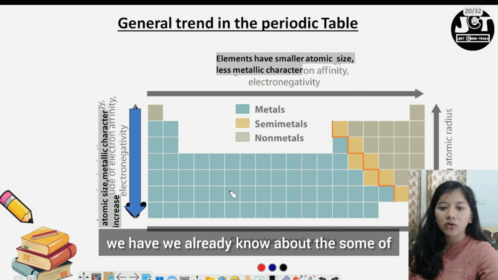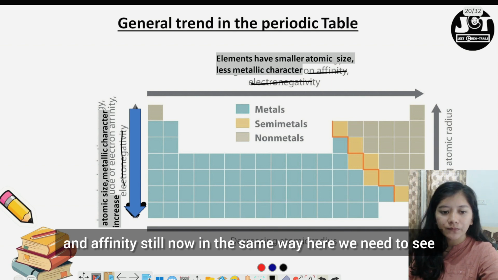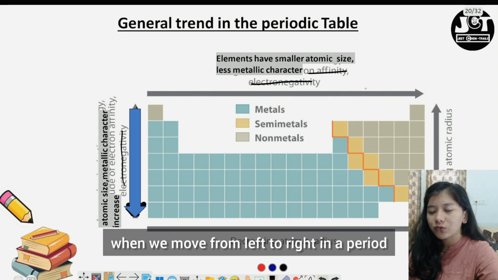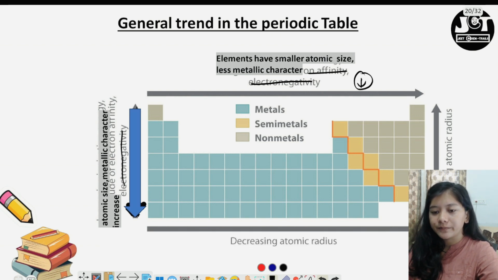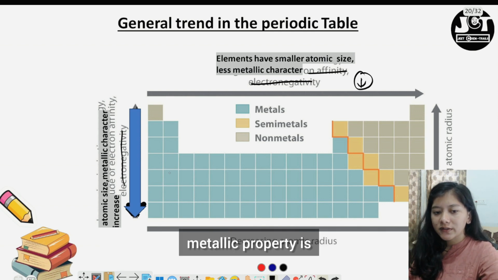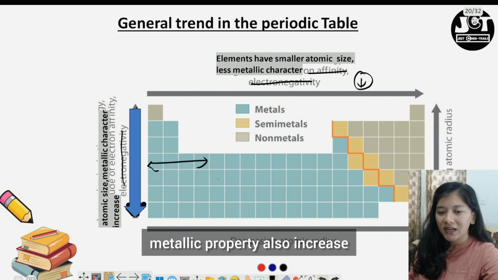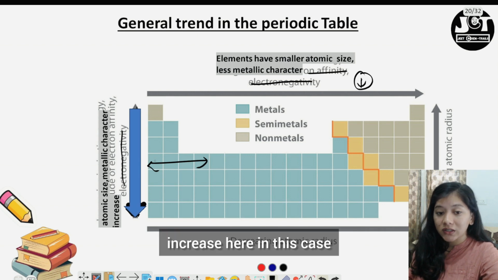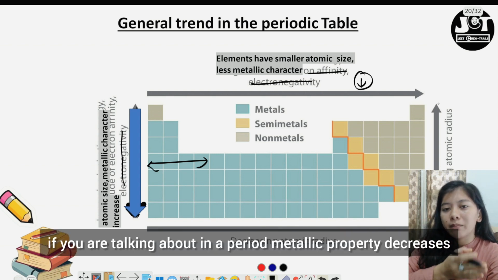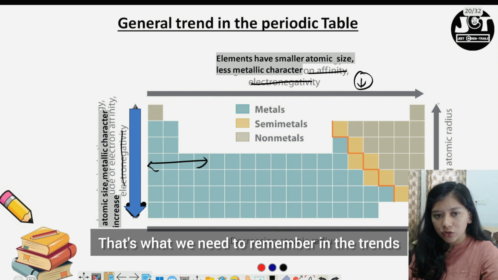Now this is the whole periodic table we have. We already know about some of the properties. We don't need to go into electronegativity and affinity right now. In the same way, here we need to see how element size is decreasing, right? When we move from left to right in a period, the size of the atom decreases, right? Their metallic property decreases too, because this side are the metals and this side are the non-metals. So in a period, metallic property decreases, and from up to down, metallic property increases. That's what we need to remember in the trends.